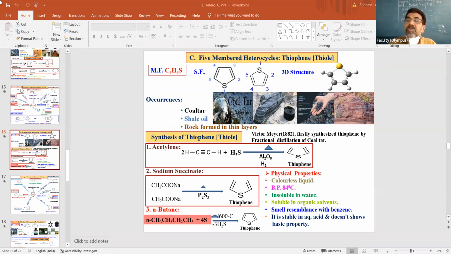This 5-membered heterocyclic compound is exactly similar to pyrrole and furan; only in the 5-membered ring, one carbon atom is replaced by sulfur. In pyrrole, we have nitrogen. In furan, we have oxygen. Here, we have only sulfur. Hence, the molecular formula of this 5-membered heterocyclic compound is C4H4S, which can be represented in the structural formula as we already saw on the screen.